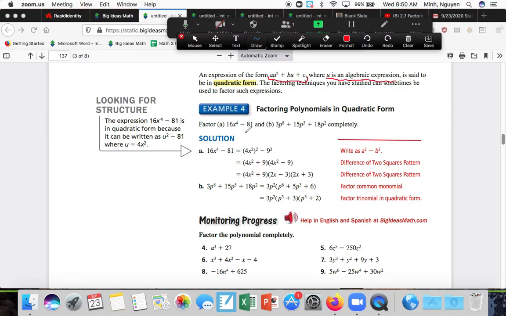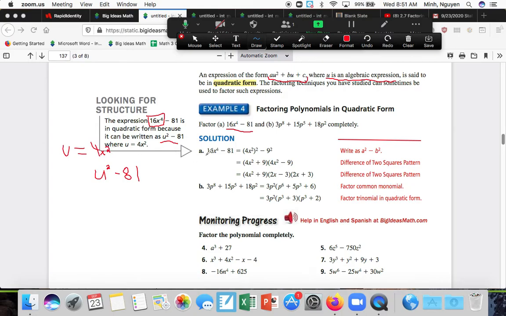So what does that look like? Well, instead of 16x to the fourth minus 81, I can rewrite it as (4x squared) squared minus 9 squared. Sorry, let me go back and explain this again. When we have something that's to a higher power, it can be easier to rewrite it like this, so we are not confused. U squared minus 81, but I know that u is equal to 4x squared.